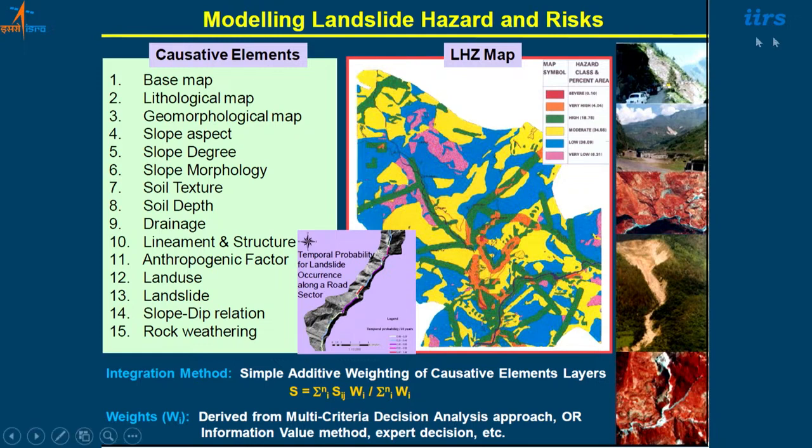So if you see here the landslide hazard risk map, around 15 map data sets are there, and they are combined together. There is one basic model, simple additive weighting, SAW. Here you have the criteria and you have the weights. Multiply the criteria by the weights, and do it for all the criteria.